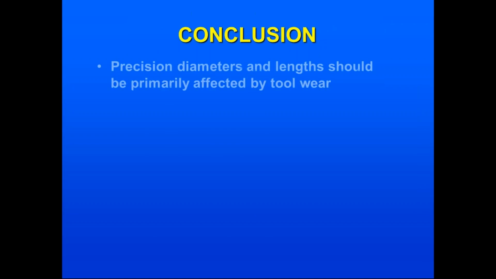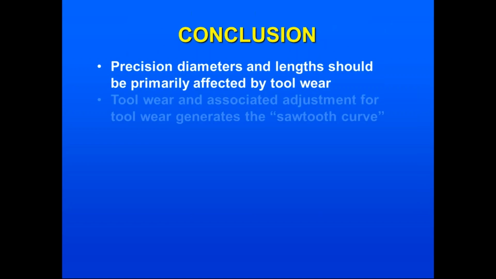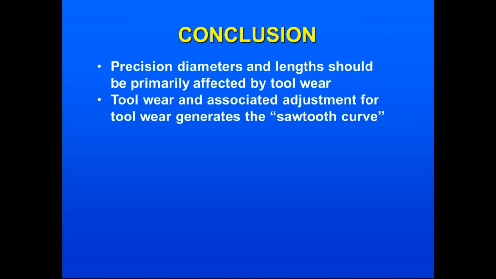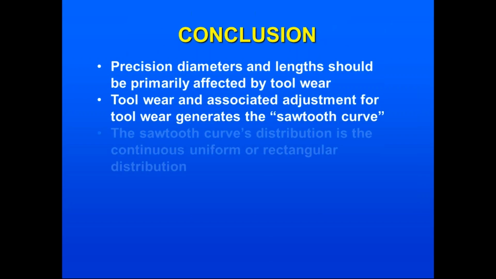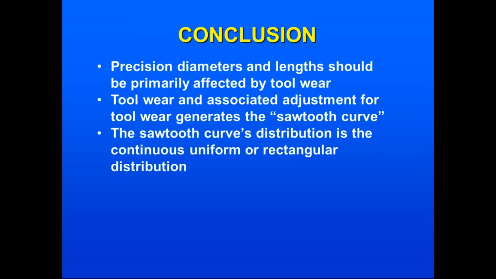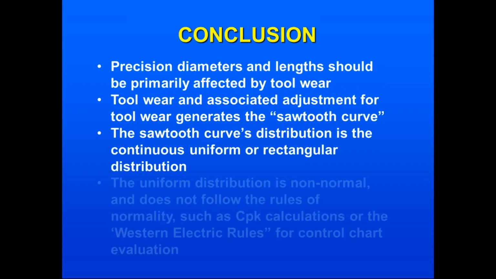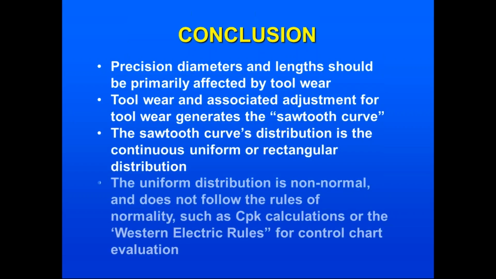So in conclusion, precision diameters and lengths should be primarily affected by tool wear. Tool wear and associated adjustment for tool wear generates a sawtooth curve. The sawtooth curve's distribution is a continuous, uniform, or rectangular distribution. The uniform distribution is non-normal, does not follow the rules of normality, such as Cpk calculations or Western Electric rules for a control chart evaluation.